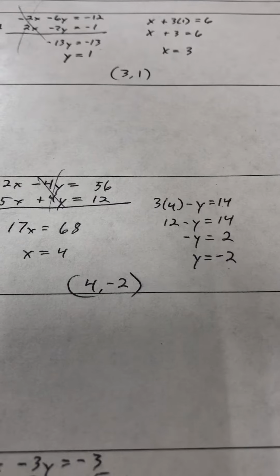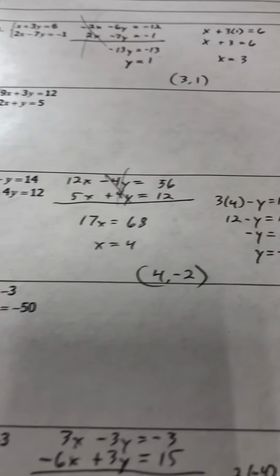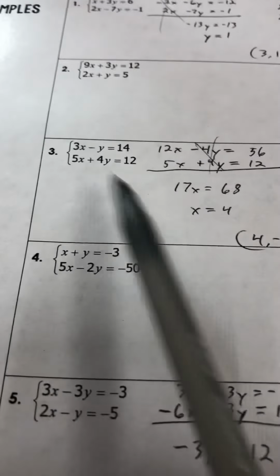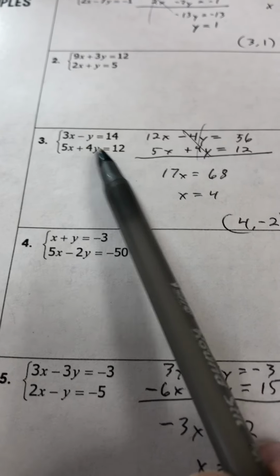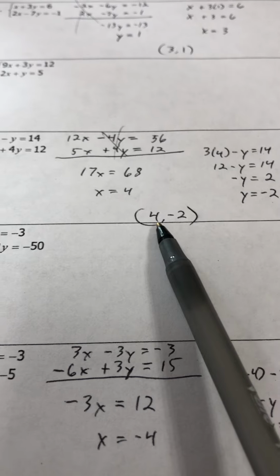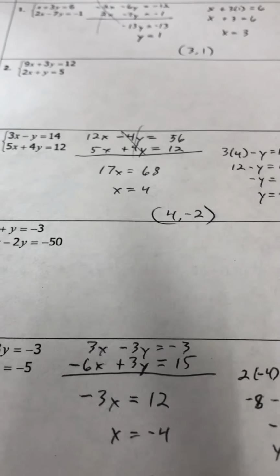4 and negative 2. That's my x and y coordinates, the solution to this set of equations. In other words, if I were to graph these two, put them in slope-intercept form, they would be crossing at the coordinate 4, negative 2 on the Cartesian plane on the graph.